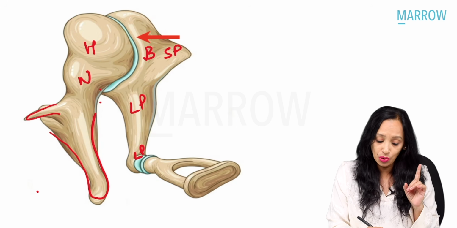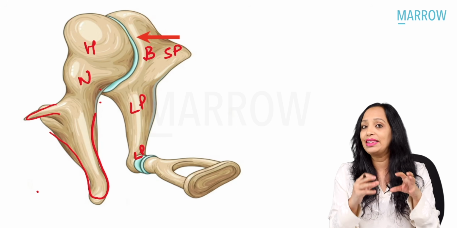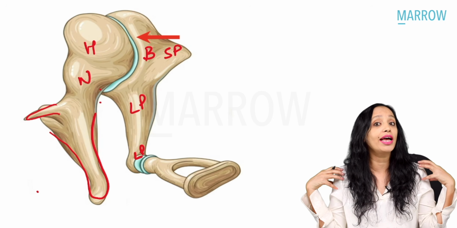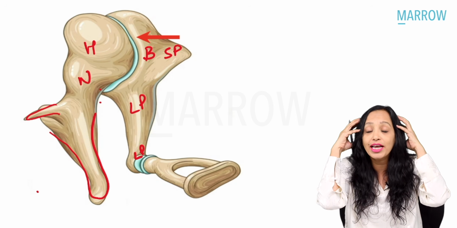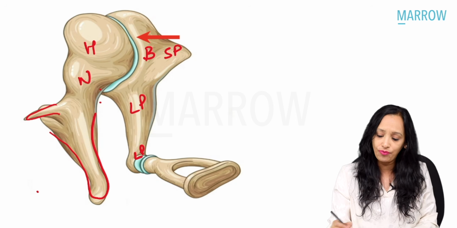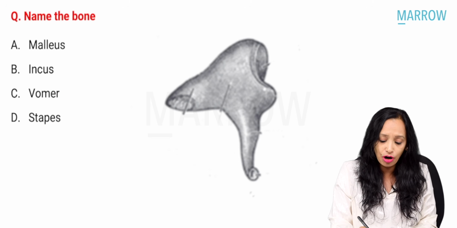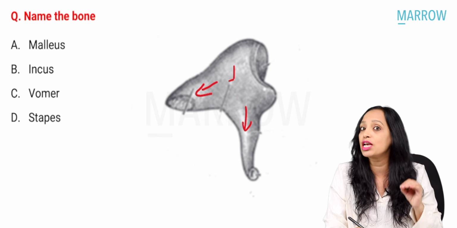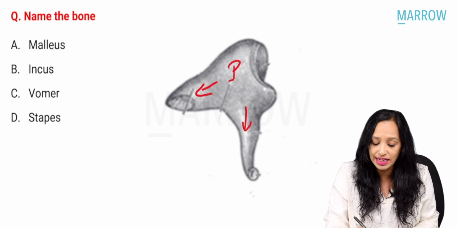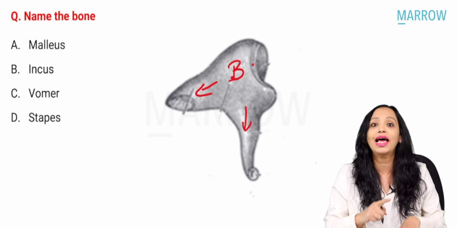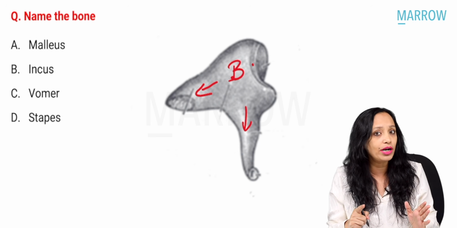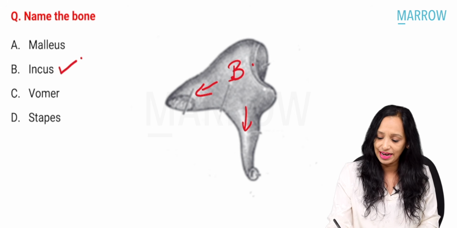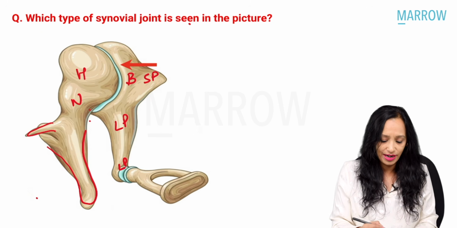So what we need to recognize is that these processes, consider them as limbs, and limbs always arise from the body, limbs never arise from the head. Which means that if we are seeing limbs arising from the uppermost part, as here, it means this upper part is not the head. What is it? It is the body. And which ossicle has no head and no neck, directly a body? Yes, incus. So this is how we are remembering. This is incus.